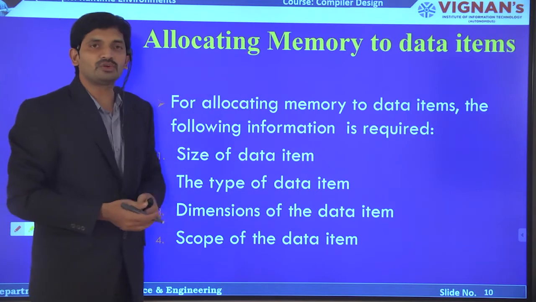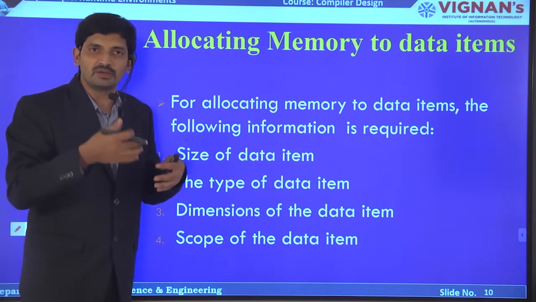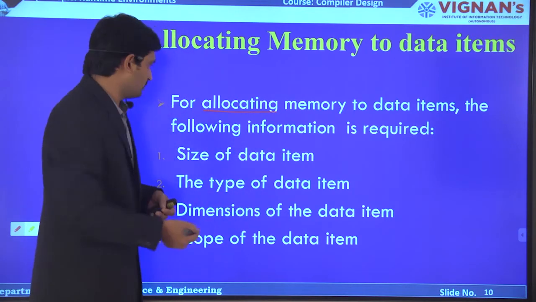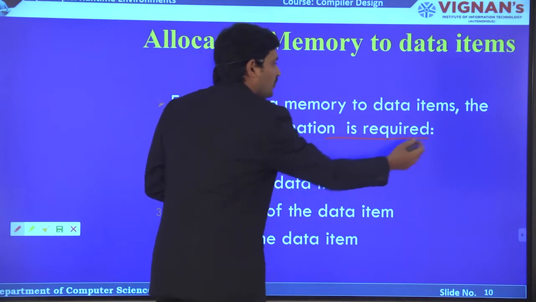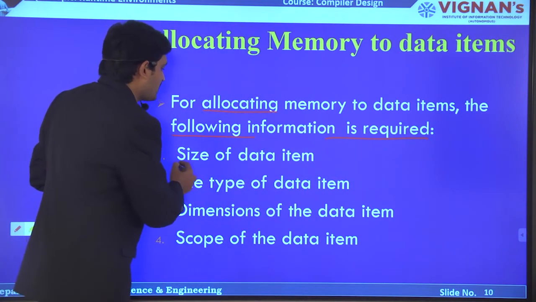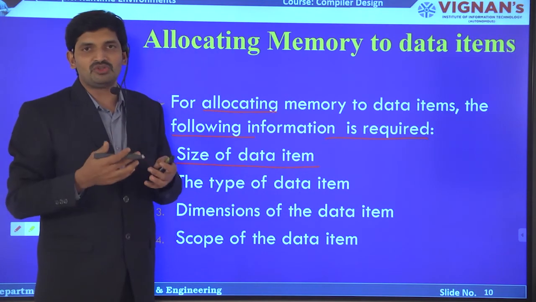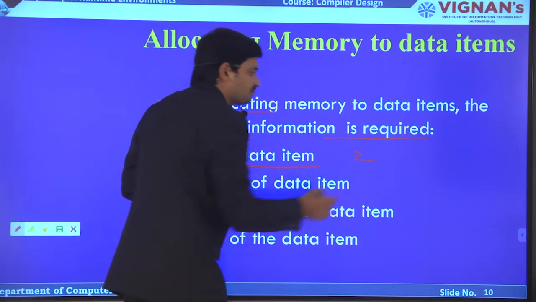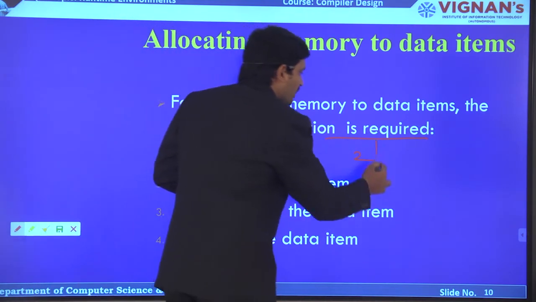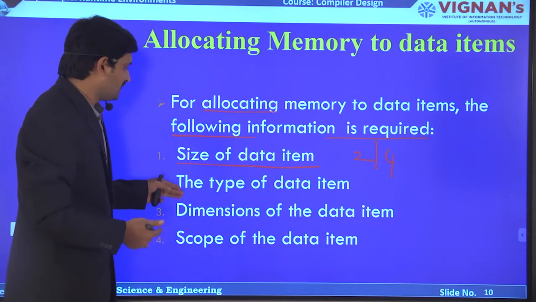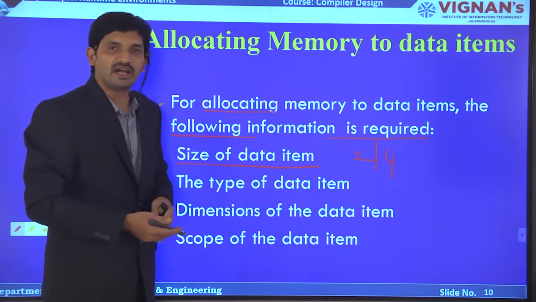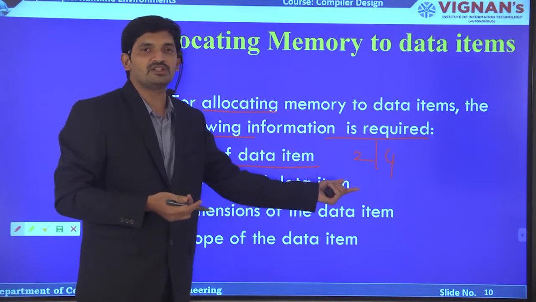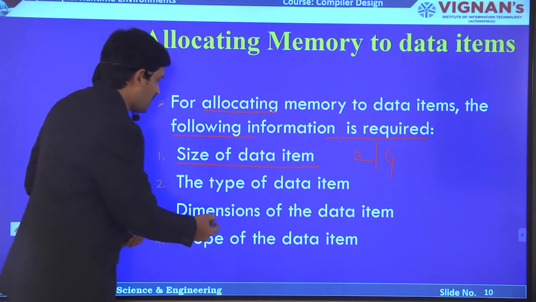Okay, allocating memory to the data items. That means what we are using in the program, how the memory is going to be allocated. For allocating memory for the data items, the following information is required. The first one is the size of the data item. If I am using an integer, depending on the compiler, it may be 2 bytes. If I am using a float, it is going to allocate 4 bytes. And the data type of the data item: depending upon the type of data, it is going to allocate some memory. And the dimensions of the data item.